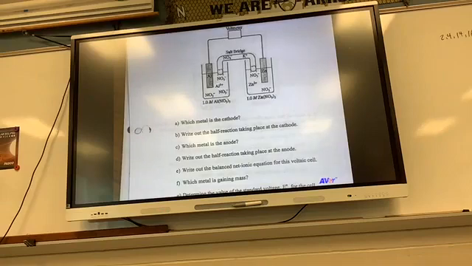Positive is the reduced one. More positive is the cathode. So the Zn, reduced. Zn's cathode. And the Al is the anode. Right, at the half reaction.